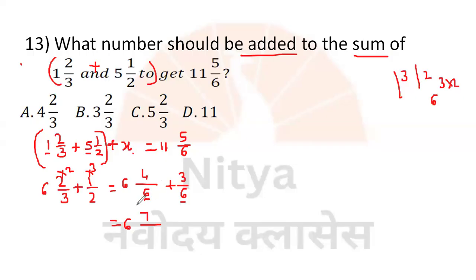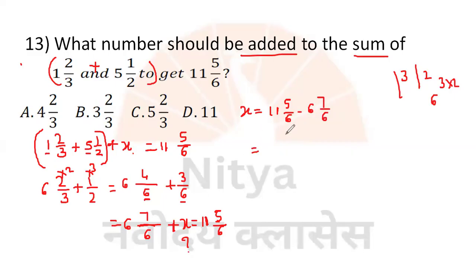Now we convert the unlike fractions into like fractions. So the denominator we have to take is 6. So 6 2/6 is 7/6 plus x equals 11 5/6. So this is the question, no? What number should be added to this so that the sum of these numbers, when we add some number to this, will be 11 5/6? So simply we have to subtract. x equals 11 5/6 minus 6 7/6. It means when we subtract, we get that number, no? So we have to subtract.